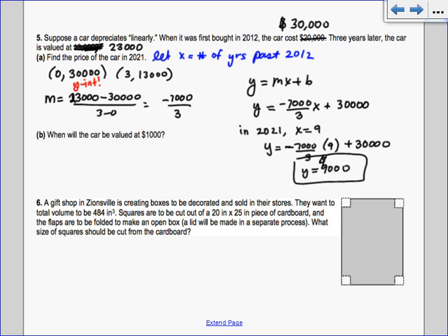All right. So when will the car be valued at $1,000? So obviously, it's after 2021, right? So we want to find when it's equal to $1,000. So what we do now is we plug in 1,000 for the y value, and we solve for the x. All right. So we're going to take our 1,000 and subtract the 30,000. So we get negative 29,000. And then we're going to multiply by the reciprocal. So we're going to multiply by negative 3 over 7,000. And that will go away, right?